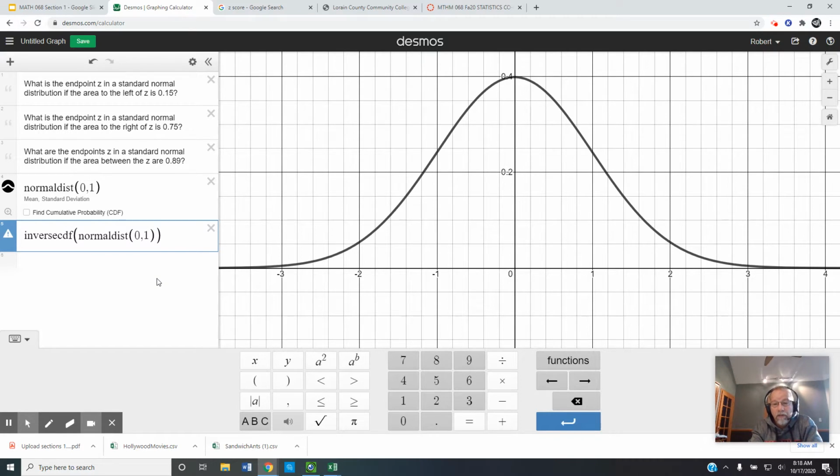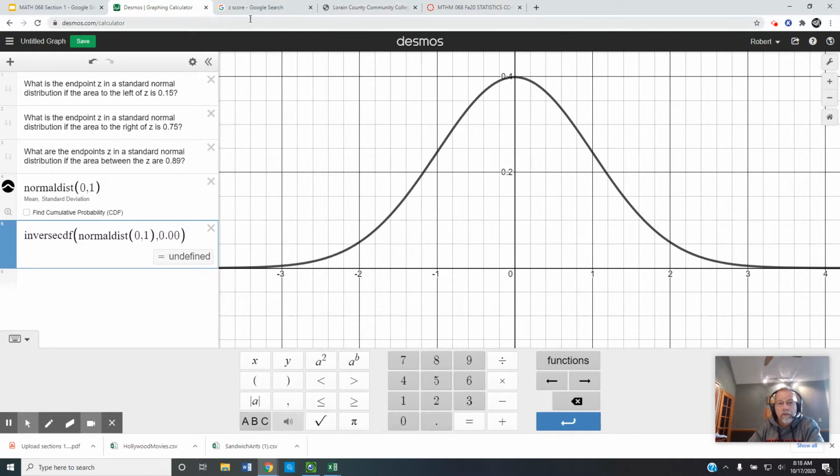Now, I'm not quite done yet. Notice that you see a 0, 1. So that's the distribution I'm utilizing. I have to hit another comma, and then I have to tell it the area to the left. It's always the area to the left. What it's looking for here is the endpoint on a normal distribution of 0, 1 if you want this particular area at the end. So we have to put some kind of area right here, and the area has to be a decimal between 0 and 1.